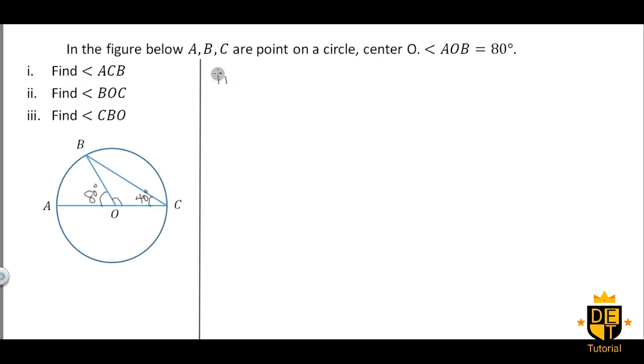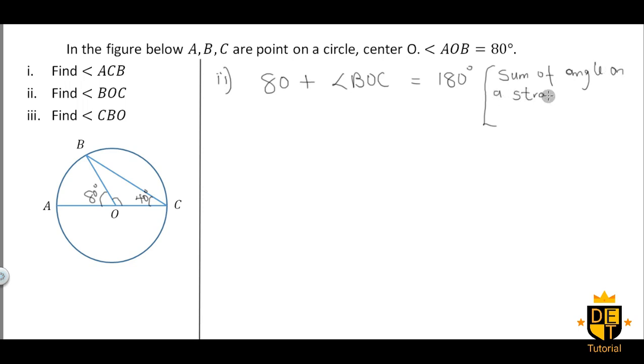Question 2 says we should look for angle BOC. You should know that 80 plus angle BOC is equal to 180 degrees. And what is the reason? The reason is the sum of angles on a straight line is equal to 180 degrees.